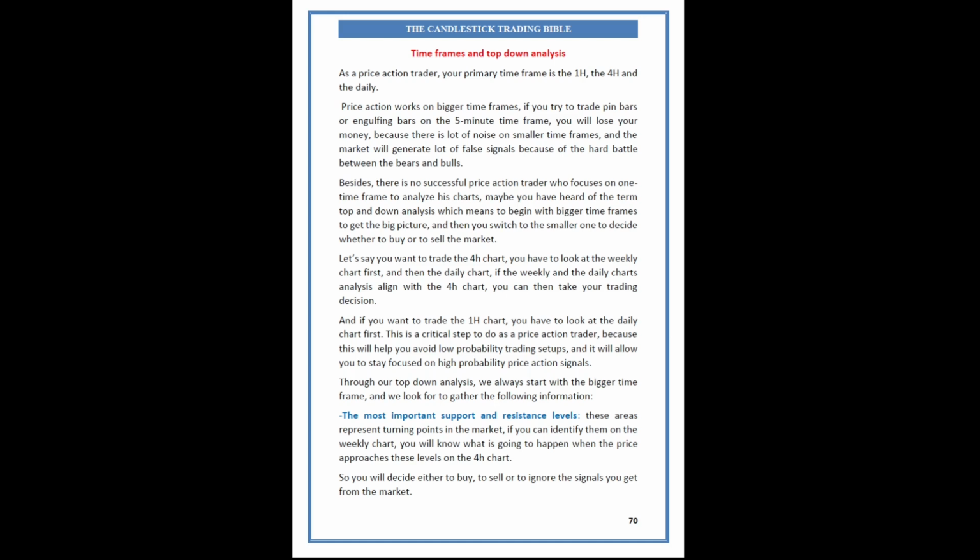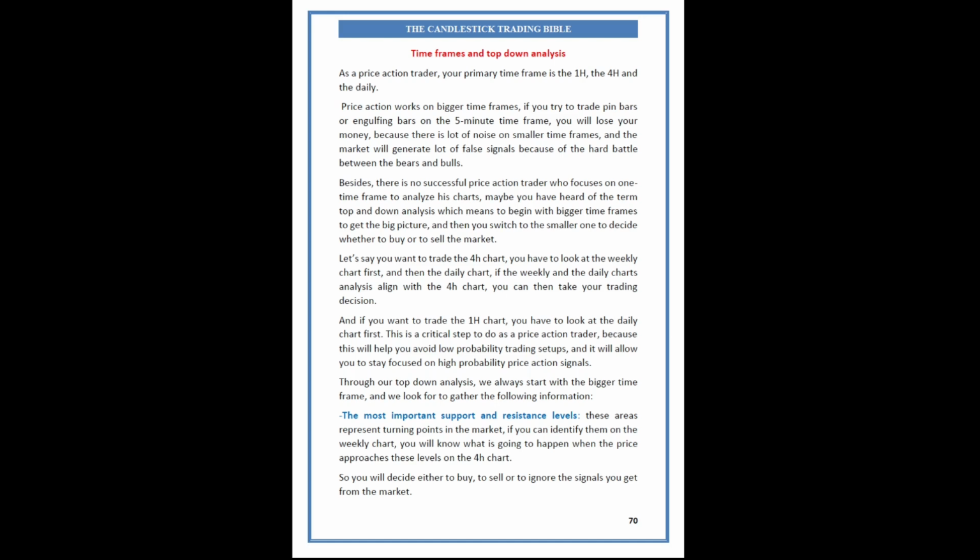Let's say you want to trade the 4-hour chart. You have to look at the weekly chart first, and then the daily chart. If the weekly and the daily chart analysis align with the 4-hour chart, you can take your trading decision. In layman's terms, if you see that the weekly and the daily chart are bullish, then most likely you're going to find buying opportunities on the 4-hour chart.